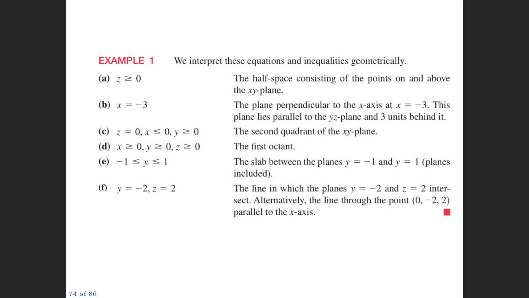Z equal to 0, x less than or equal to 0, y greater than 0. Z equal to 0 tells us we're in the xy plane, and then if x is less than or equal to 0 and y is greater than 0, then we're in a quarter of the xy plane. And so on.